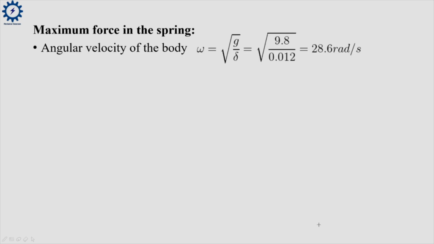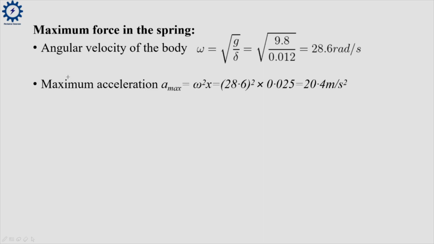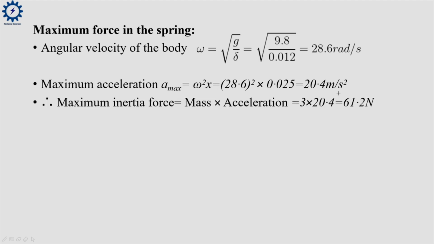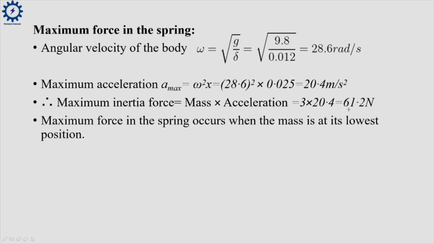Now maximum force in the spring. We know angular velocity of the body as omega equal to root g by delta. So omega equal to 28.6 radian per second. Maximum acceleration equal to omega square into x, where x is displacement. Substituting the value, we will be getting 20.4 meter per second square as maximum acceleration. So maximum inertia force will be mass into acceleration, and we get maximum inertia force as 61.2 Newton.